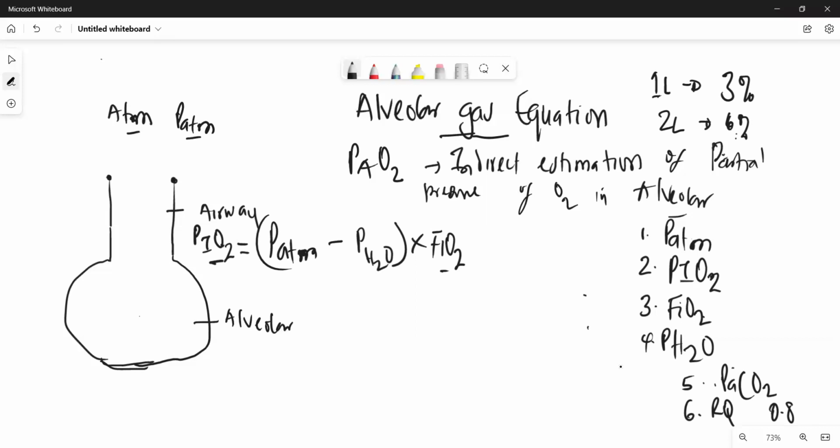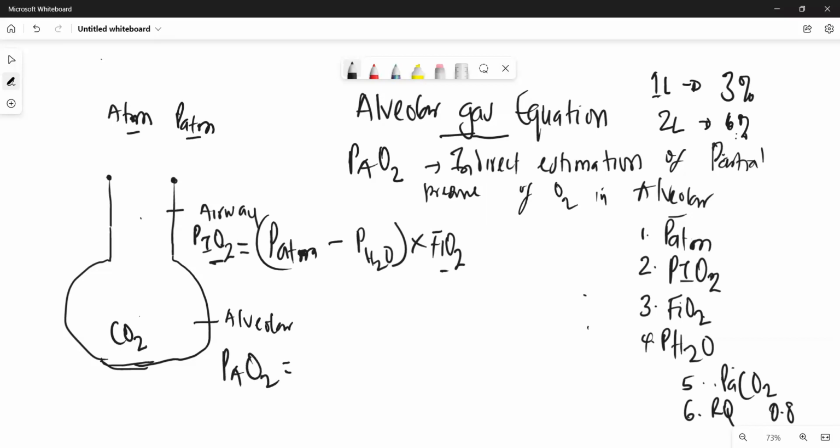Expiration is when you breathe out, right? So the last gas during expiration is usually carbon dioxide. And so that means by the time the gas gets into the alveolar, because the last gas there was carbon dioxide, that will further decrease the oxygen that gets to the alveolar. And hence the alveolar gas equation.